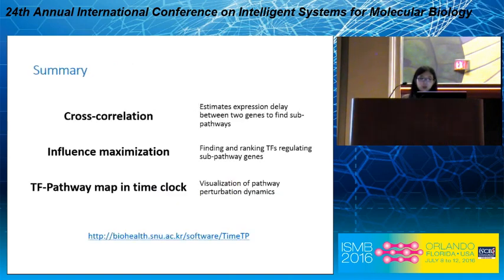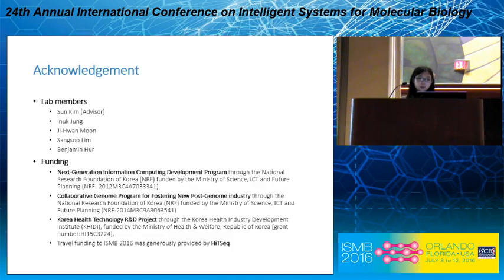So in summary, TimeTP uses cross-correlation for estimating expression delay between 2 genes to find subpathways, and it uses the influence maximization technique to find and rank the TAPs for subpathway genes, and it visualizes the pathway perturbation dynamics by providing a TAP pathway map in time clock. And we provide our software on the website and GitHub.